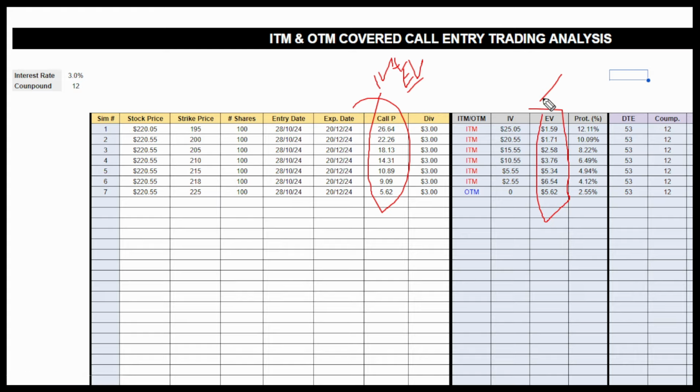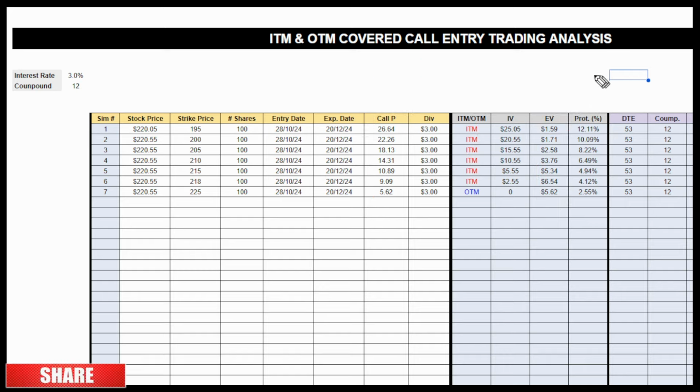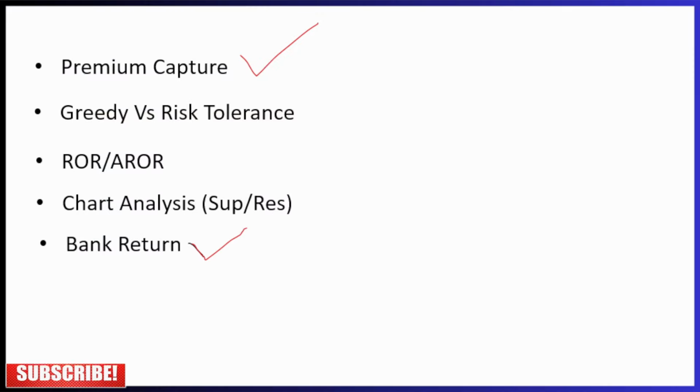So if you are someone that likes to capture a lot of premium, you're going to have to go closer to the current stock price. If you're someone that is more risk averse, guess what? You're going to go deep in the money, collect a lot of intrinsic value, but you're going to have way less extrinsic value and a bigger downside protection. That's how you select your strike price using those two concepts, the first one and the second one.